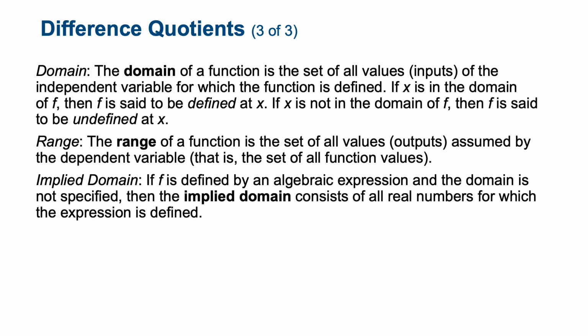And so range would be the set of all outputs. Or in other words, you could say the set of all values assumed by the dependent variable. The set of all function values. Implied domain is basically when you define f using an algebraic expression and you don't specify the domain. The implied domain consists of all the real numbers for which the expression is defined. So you can also think of this as a restricted domain, because by just looking at the type of function it is, the type of equation, we know that there are some values that the independent variable cannot take.